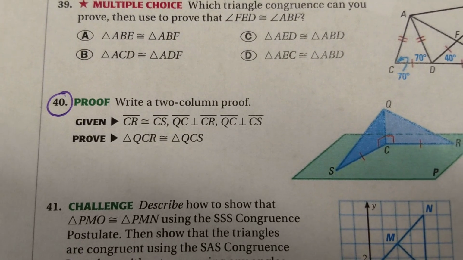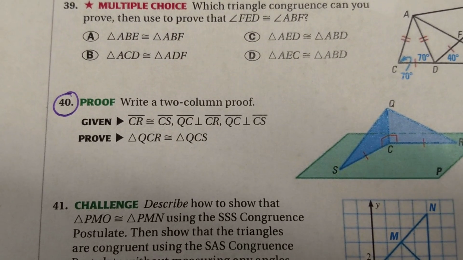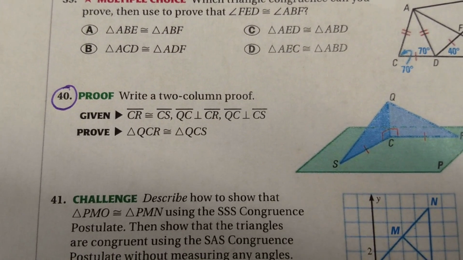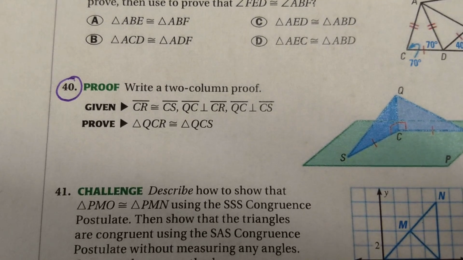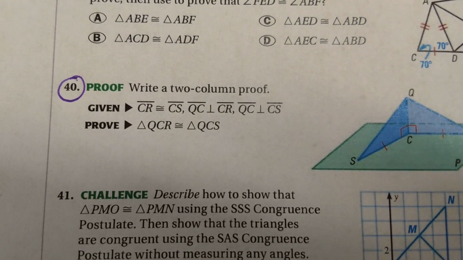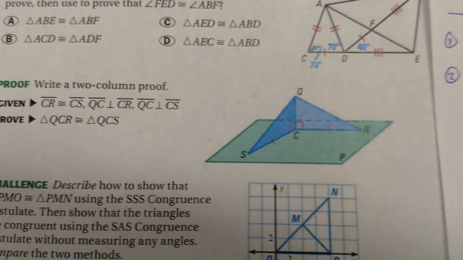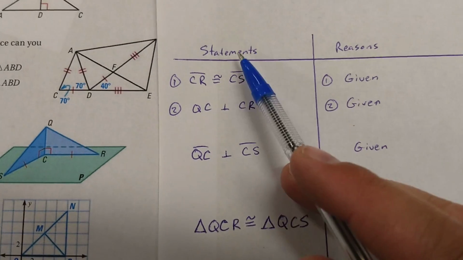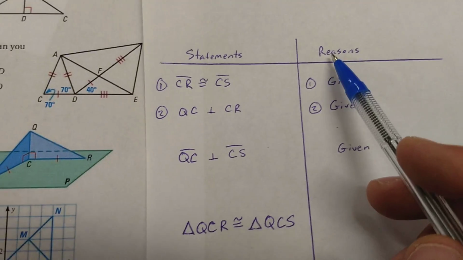Number 40, we're taking a lot of information that we know about how to find congruent triangles, like side, side, side, or side, angle, side, or hypotenuse leg, and trying to write a two-column proof with it. So first of all, make sure you're setting up your proof. We've got a two-column proof here, statements and reasons.